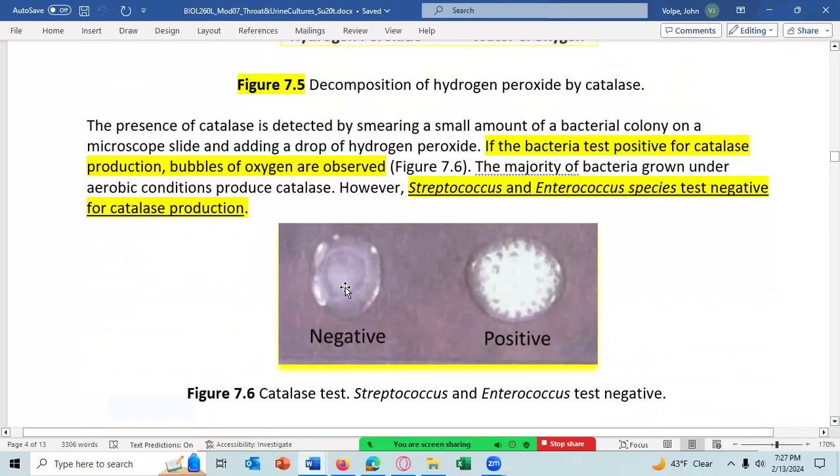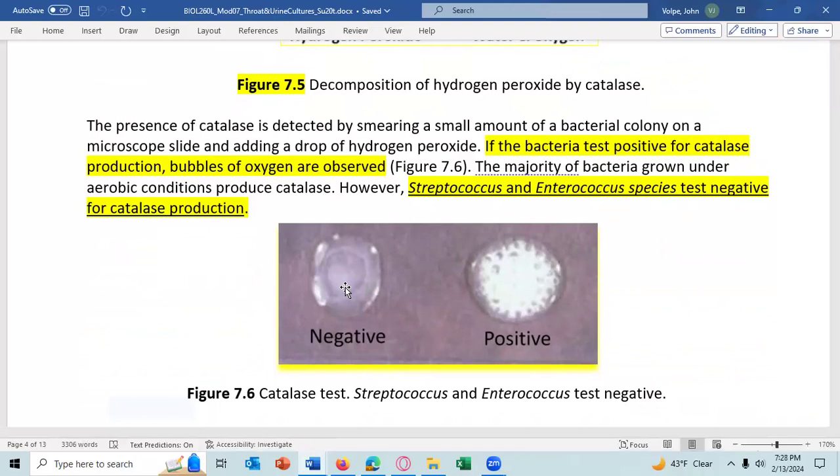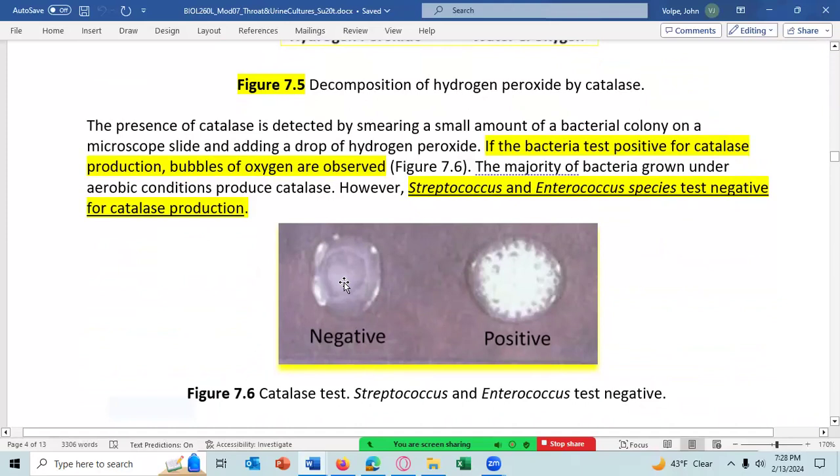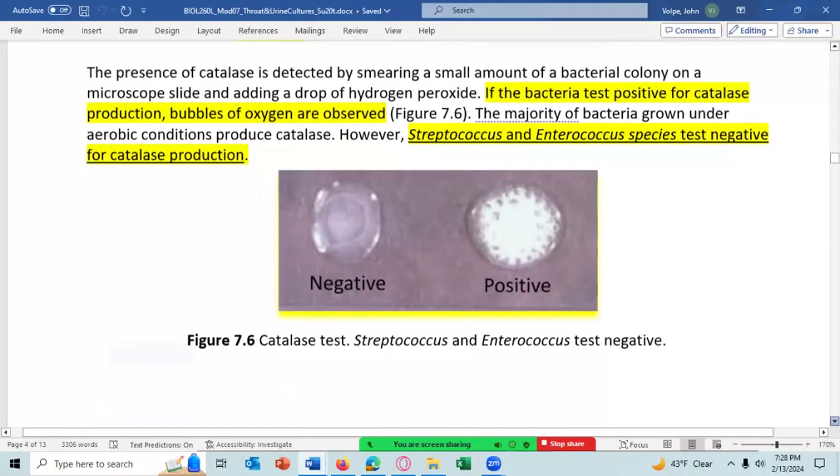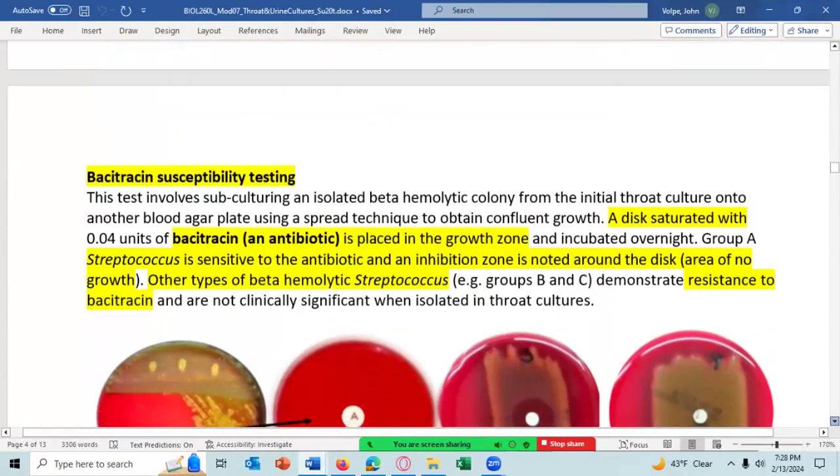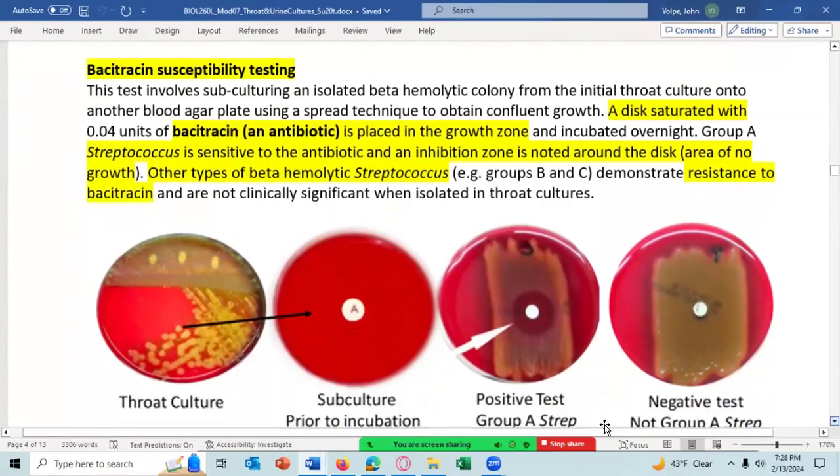There are only two families that grow in the air in a petri dish, meaning a normal petri dish with just the lid on top, exposed to the air, that are catalase negative. That's the family of streptococci and the family of enterococci. So they're catalase negative.